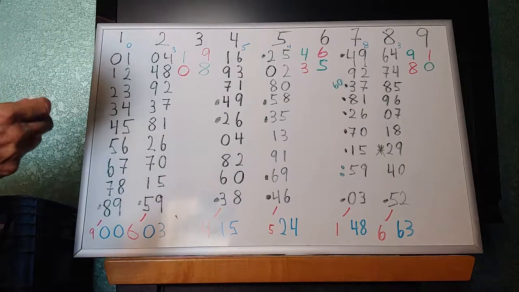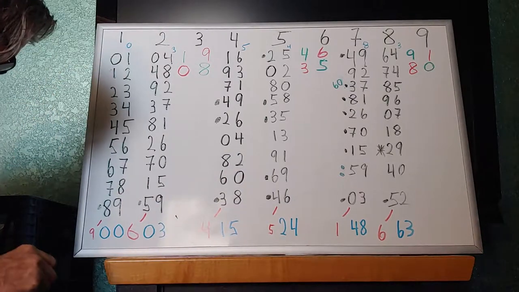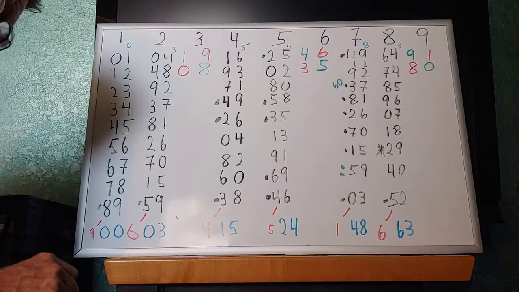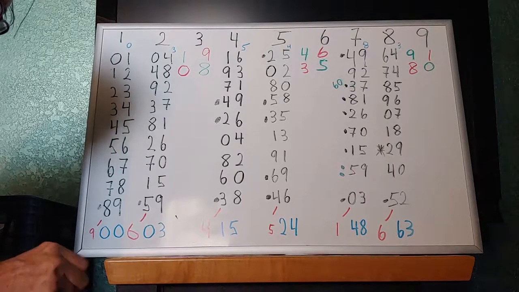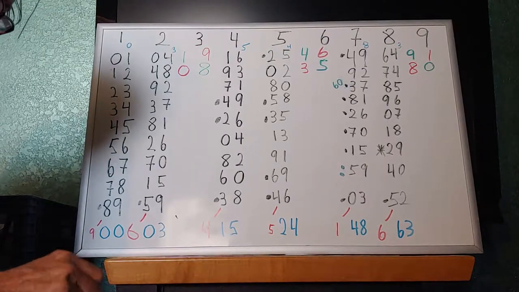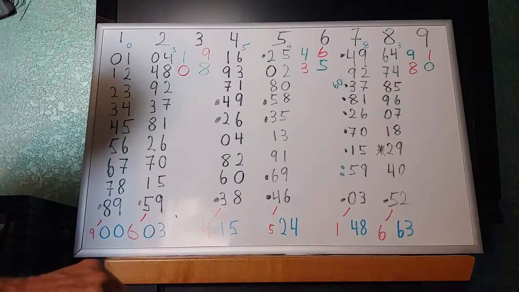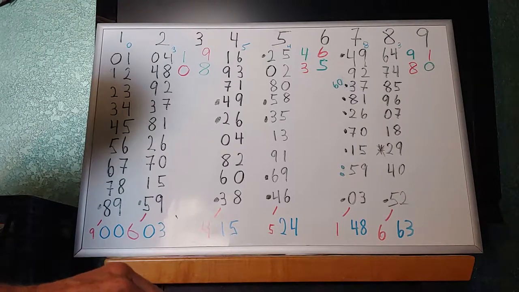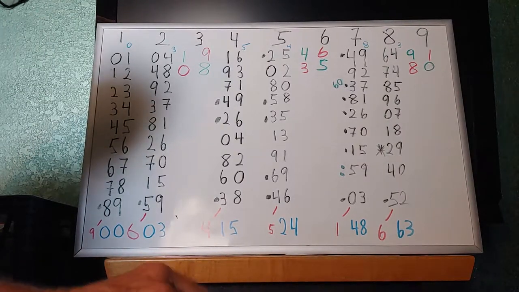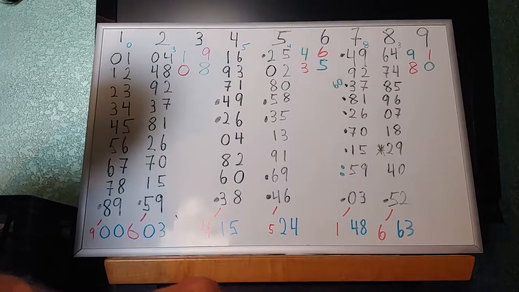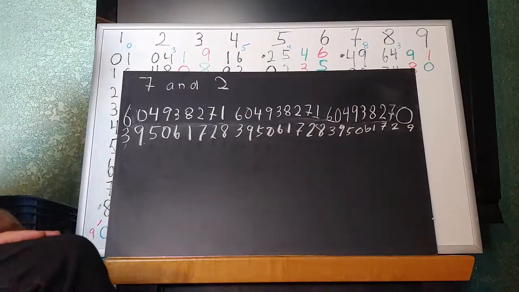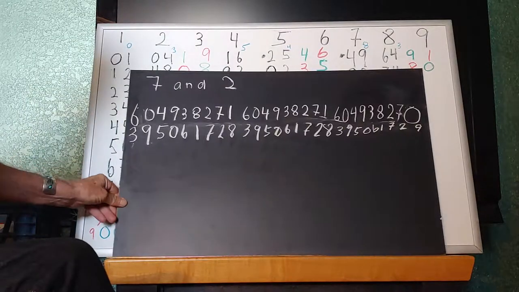So while you get your answer, I'm going to get my answer, because all I'm going to do is make a 9, and it's very easy to make a 9. 2, 7, 7, 2, 1, 8, 6, 3, 9, 5, 0, 6, 1, 7, 2, 8, 3, 9, 5, 0, 6, 1, 7, 2, 9.